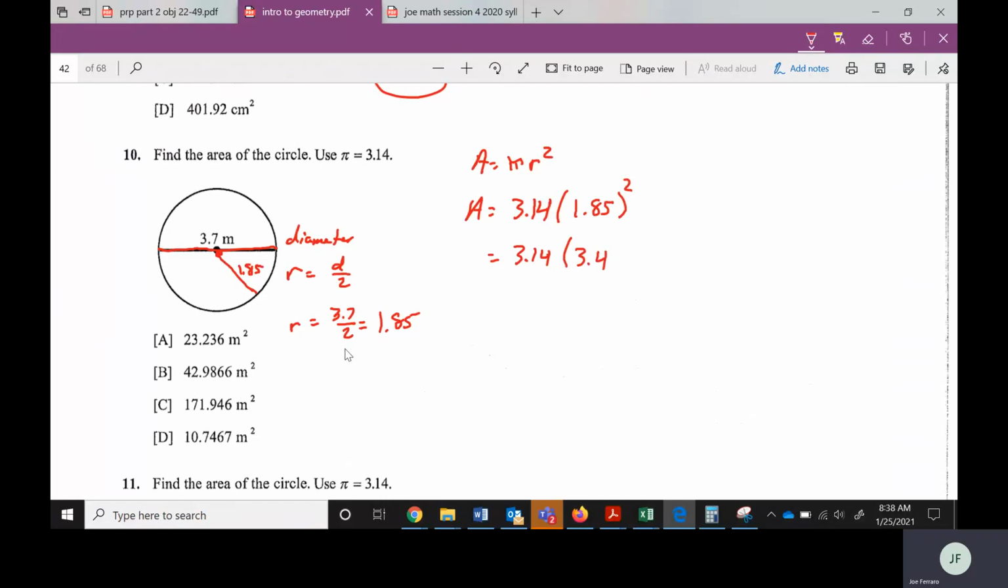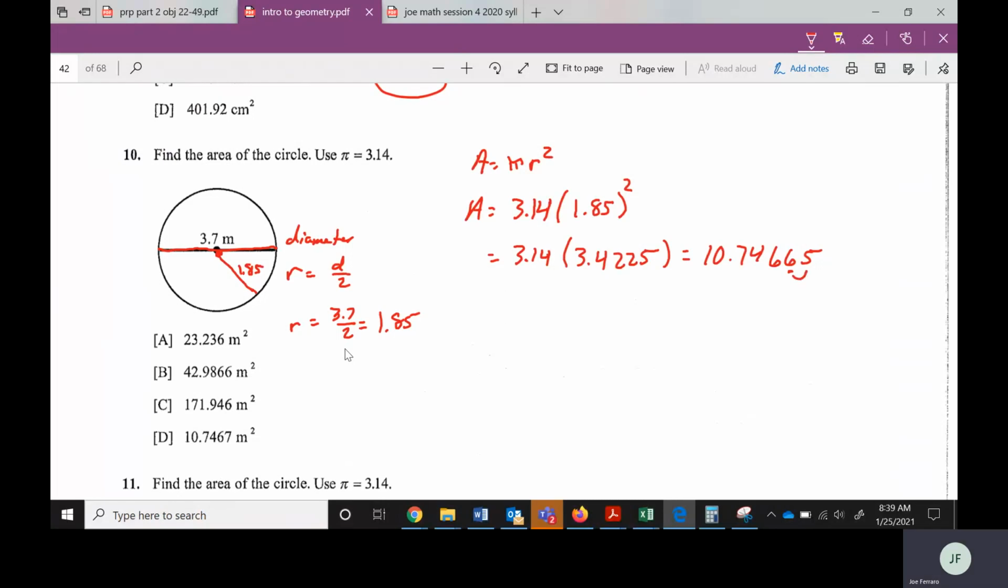So if you're doing that along with this, you should get 3.4225. Just leave that in your calculator, hit times 3.14. You get 10.74665. Now we don't see the exact answer because they're going to round to 4 numbers past the decimal.